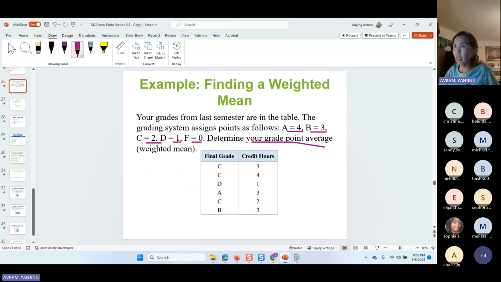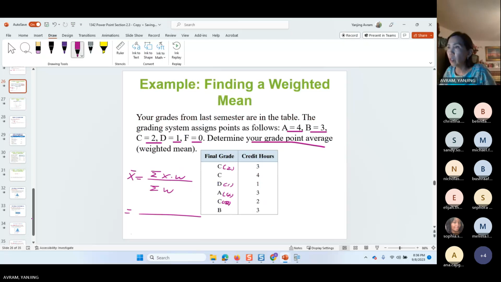So we have this x bar equal to the sum of x times w over the sum of the w. So we have to multiply each one. This C is 2 points, D is 1 point, that's 4 points, that's 2 points, that's 3 points, that's 2 points, right? So we're going to have 2 times 3, 2 times 3 plus another 2 times 3.